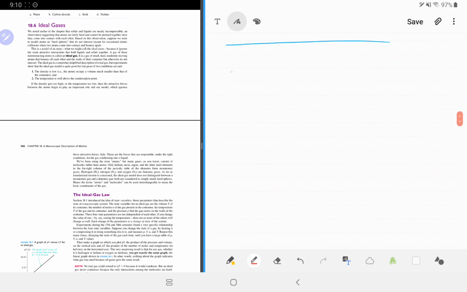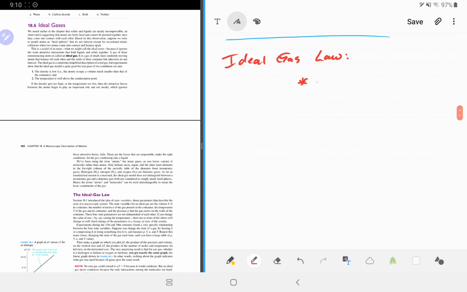Okay, so a lot of you have seen the ideal gas law in high school. Remember, this is an equation relating some of the state variables of our system: pressure, volume, and temperature. This is an equation relating all of them. So there are a few facts that go into this, and these facts were discovered over the years, a few hundred years ago, by different people.